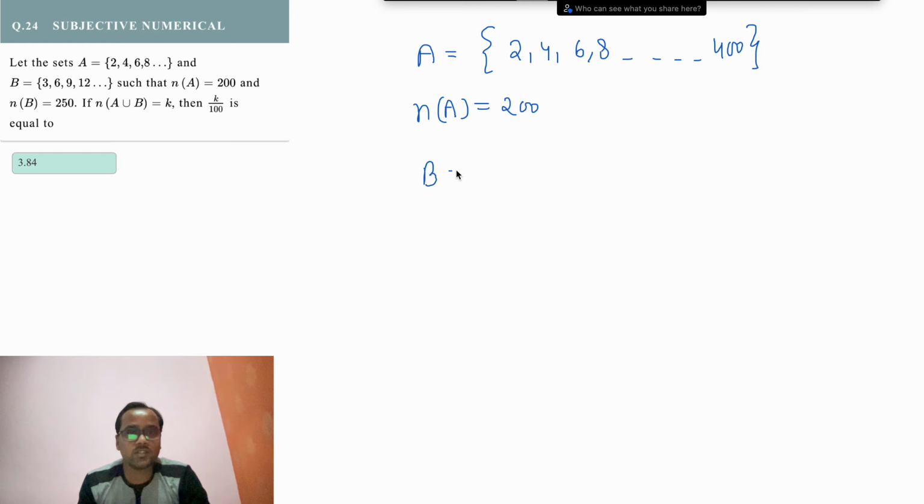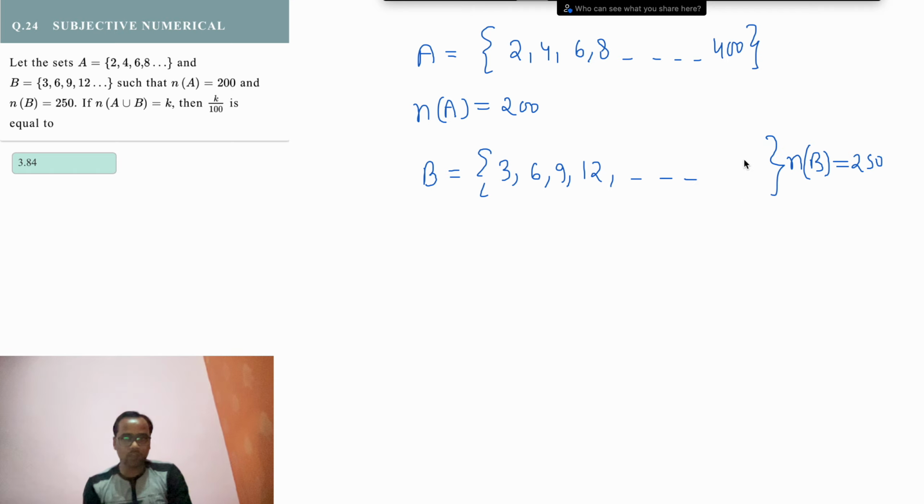Now set B is given to us as 3, 6, 9, 12, and so on. And NB is given to us as 250. That means the 250th number will be 3 into 250, because the first number is 3 into 1, the second number is 3 into 2, the third number is 3 into 3, the fourth number is 3 into 4. So the 250th number is 3 into 250, 750. Okay. N of A union B is K, then we want K upon 100.